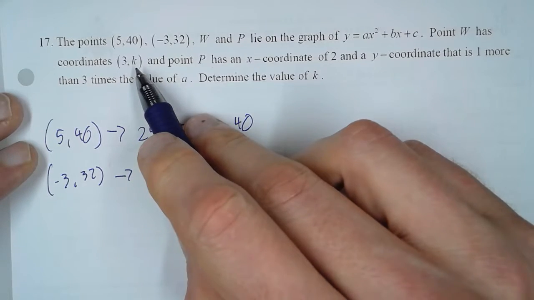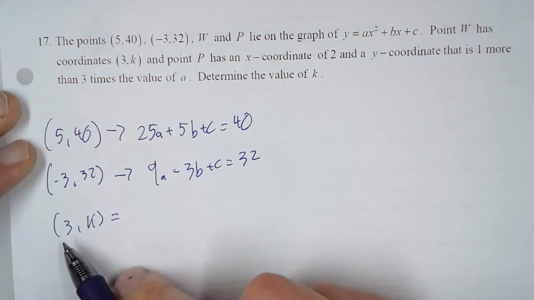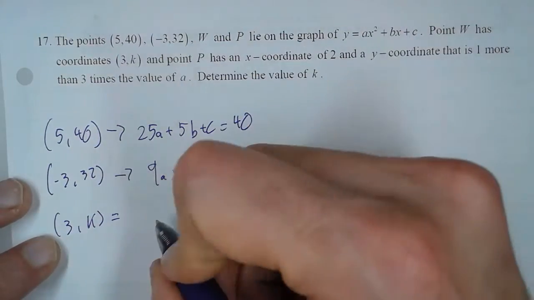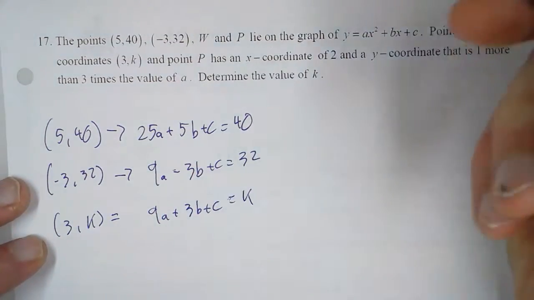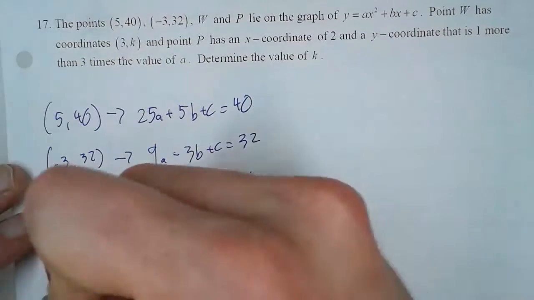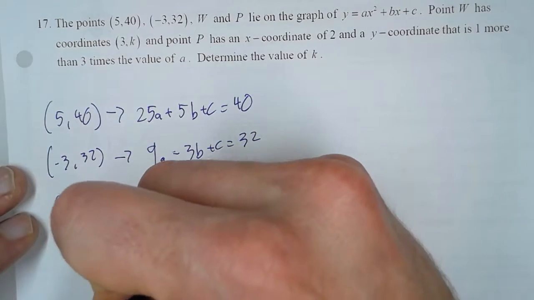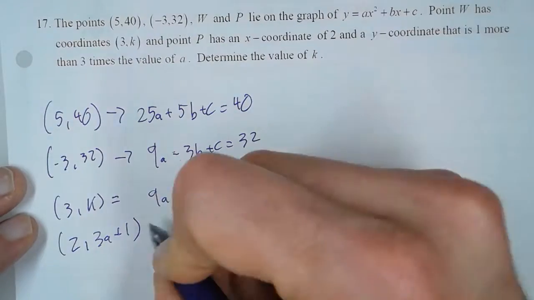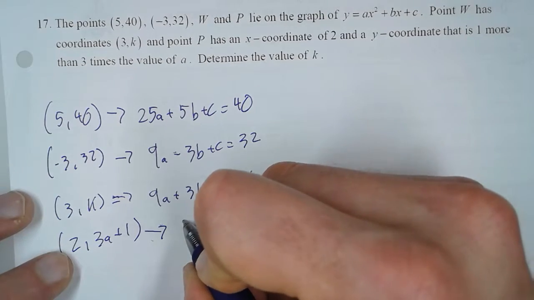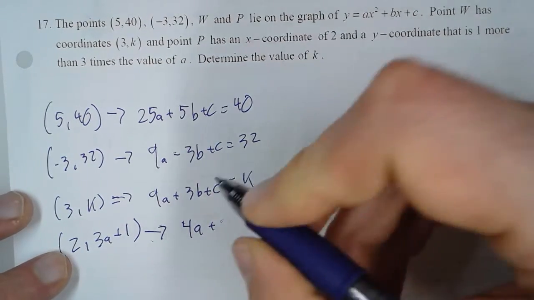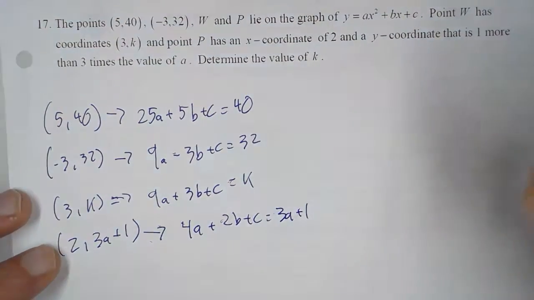Next we have point W, which is (3, k). So we plug in 3 for x, and we get 9a plus 3b plus c equals k. And then finally, point P has an x-coordinate of 2 and a y-coordinate that is 1 more than 3 times the value of a, which is 3a plus 1. So when we plug this in, 2 squared is 4a plus 2b plus c equals 3a plus 1.